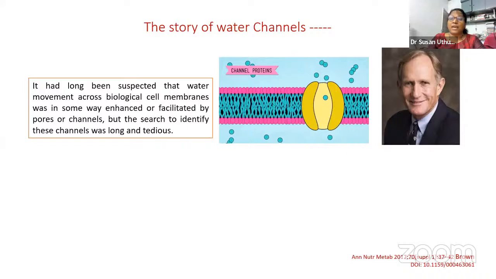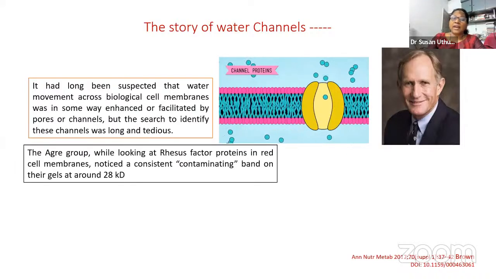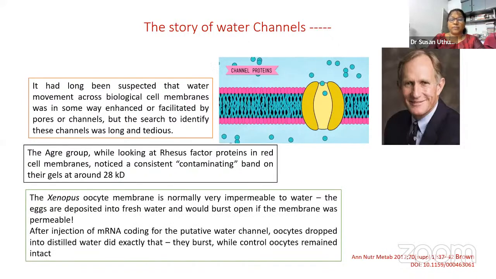And this man's group came, this is Peter Agre. The Agre group, while looking at the rhesus factor protein in red cell membrane, noticed a consistent contaminating band on their gels at around 28 kilodalton. He felt that this could be the intriguing water channel. And so he started experimenting on the xenopus oocyte membrane. The xenopus oocyte membrane is normally very impermeable to water, and it is nature's way to help protect these eggs. Once they are deposited into fresh water, they would burst open if the membrane was permeable.